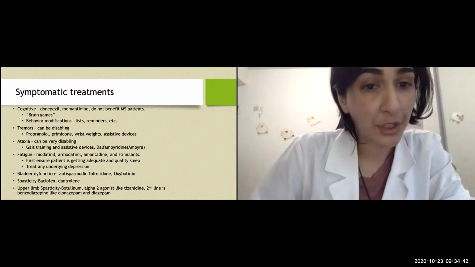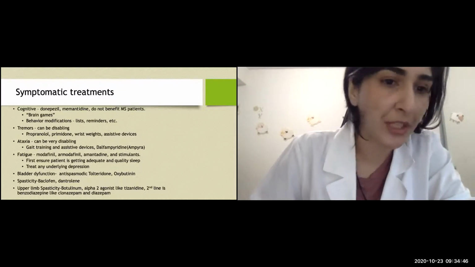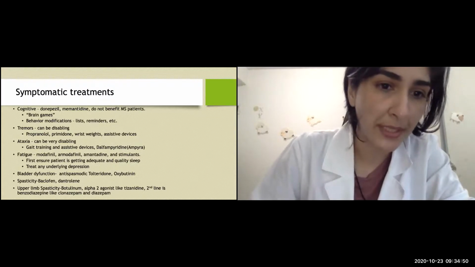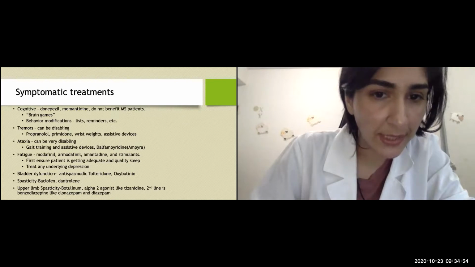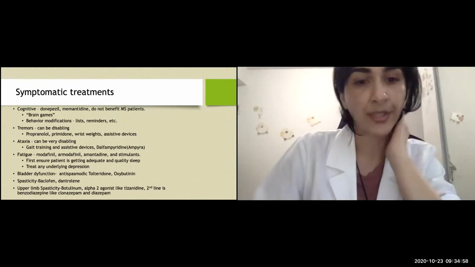Then bladder dysfunction: antispasmodics like tolterodine and oxybutynin can be used for these patients. Spasticity: baclofen and dantrolene can be used. For upper limb spasticity, we can use botulinum toxin and alpha-2 agonists like tizanidine, and the second-line drug is a benzodiazepine, for example, diazepam.